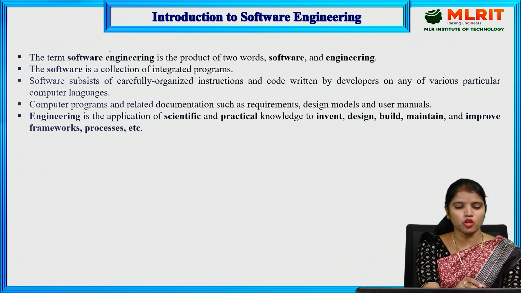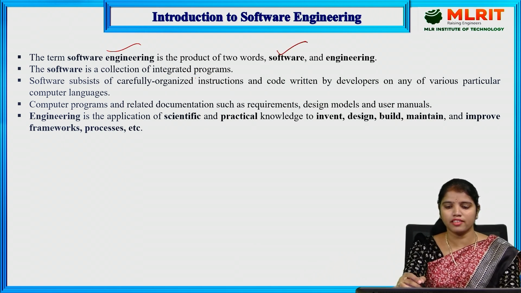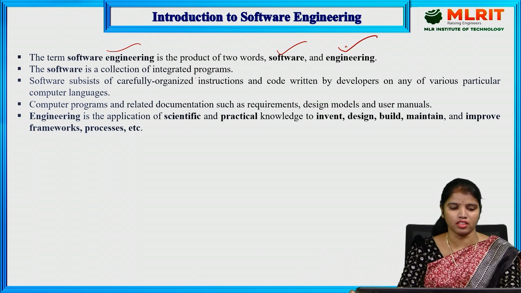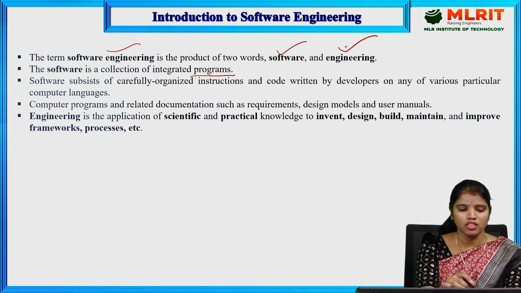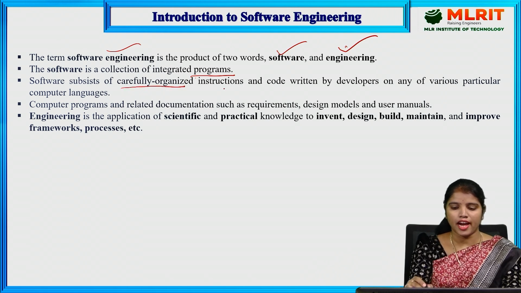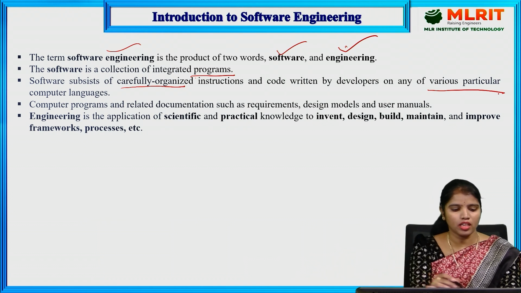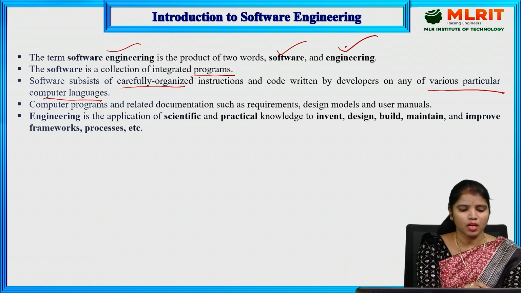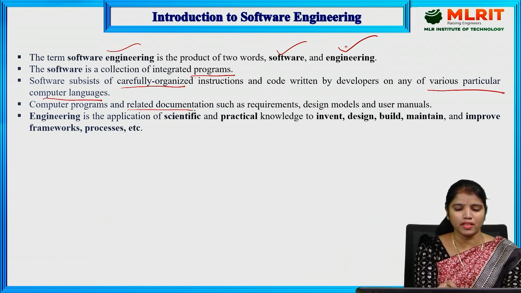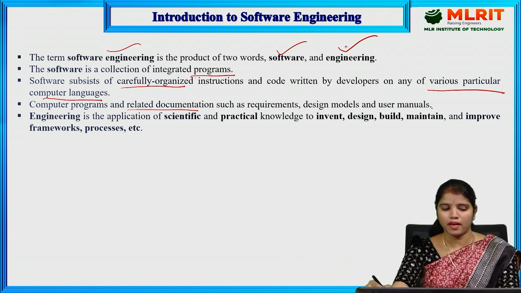The term software engineering is the product of two words. One is software and the other is engineering. Software is a collection of integrated programs. Software consists of carefully organized instructions and code written by developers in various computer languages, computer programs and related documents such as requirements, design model, and user manuals.